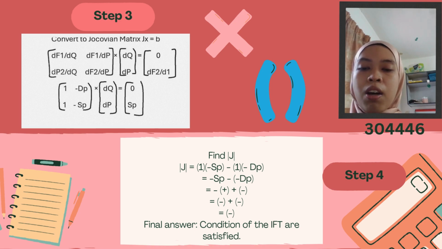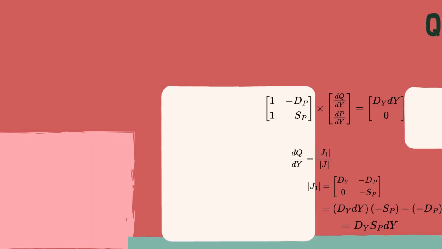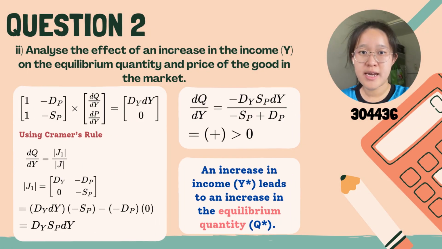So we can locally solve for P* equal to P*(Y, R). Question 2, Roman 2: Analyze the effect of an increase in the income Y on the equilibrium quantity and price of the good in the market. First step, we make R equal to 0 as we are using income to determine our equilibrium quantity and price effect.